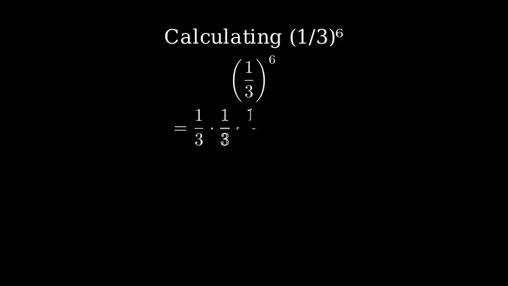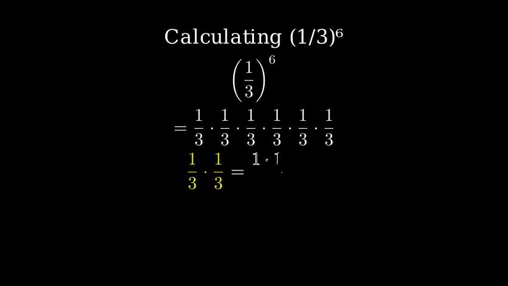Let's solve this step by step. We need to find what 1/3 raised to the 6th power equals. To start, let's write out what 1/3 to the 6th power means. It means we multiply 1/3 by itself 6 times. Let's write that out.